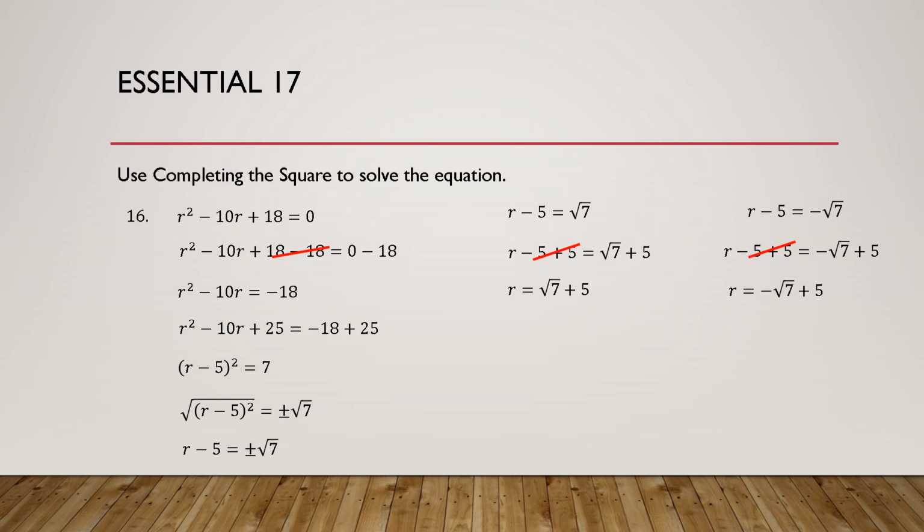It is more appropriate to write expressions with root terms with the integer first, followed by the root. So r equals 5 plus the square root of 7, and 5 minus the square root of 7.